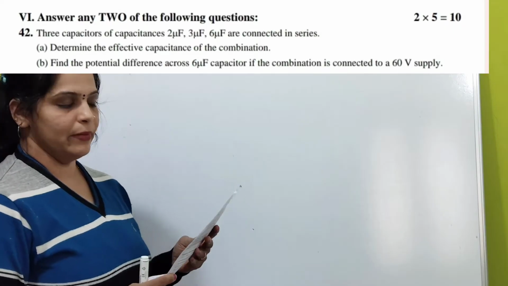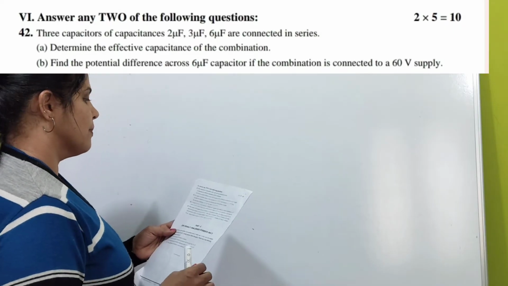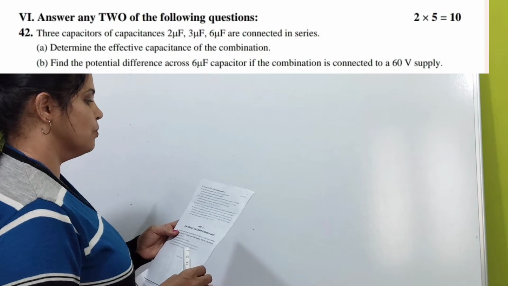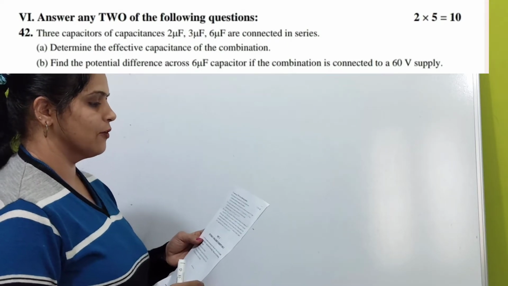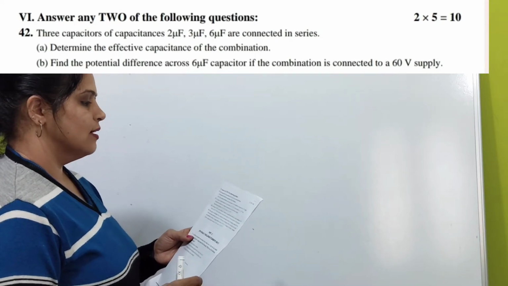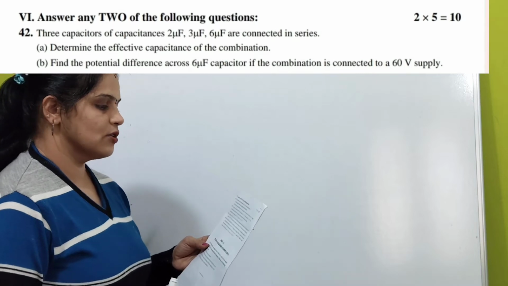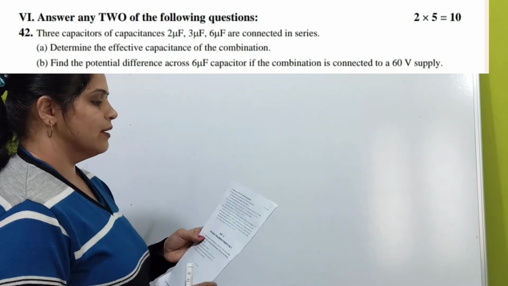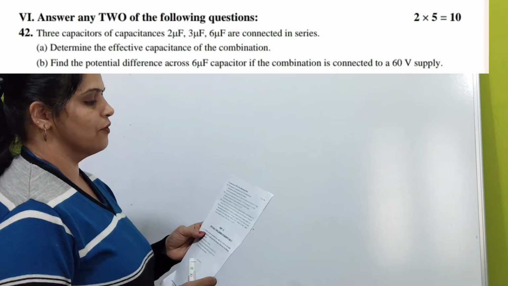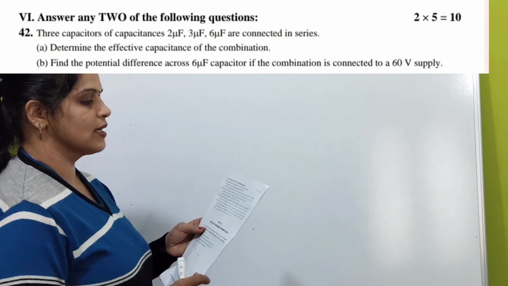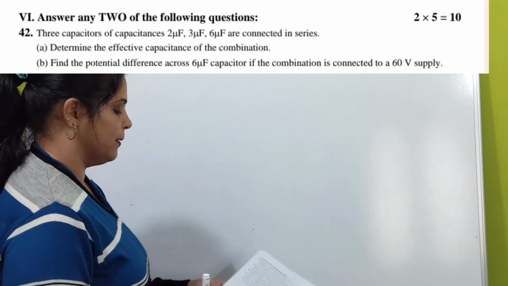So in third paper, the first question is: 3 capacitors of capacitances 2 microfarad, 3 microfarad, 6 microfarad are in series. Find the effective capacitance of the combination and find the potential difference across 6 microfarad capacitor if the combination is connected to 60 volt supply.